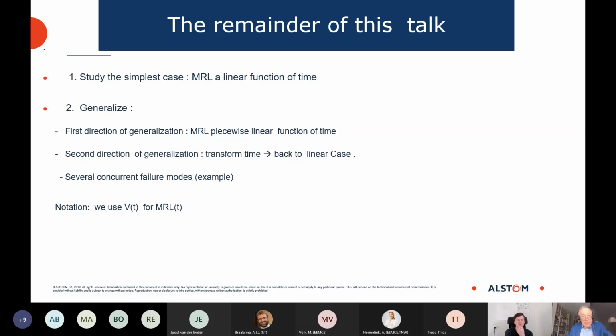So for the remainder of this talk today, first we'll study this simplest case when the MRL is a linear function of time, and we will characterize the distributions that have that property. And then we'll generalize first by considering functions which are piecewise linear, and then in a second way by transforming time so that in the transformed time we have a distribution which is linear in time. Then we'll end by discussing briefly concurrent failure modes. Notation-wise, from now on, instead of MRL of t, I will simply write V of t, which is more convenient.